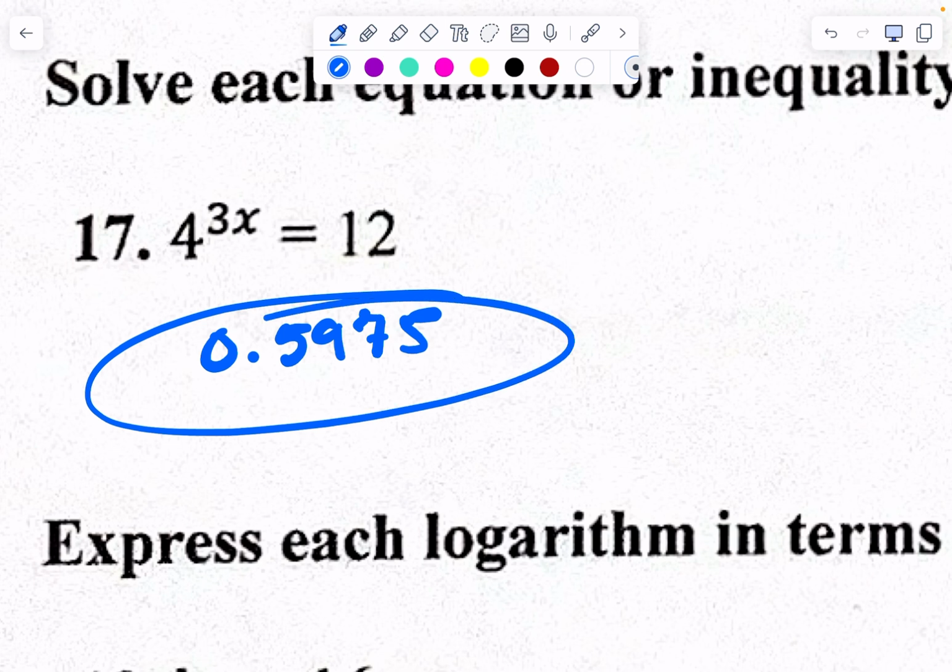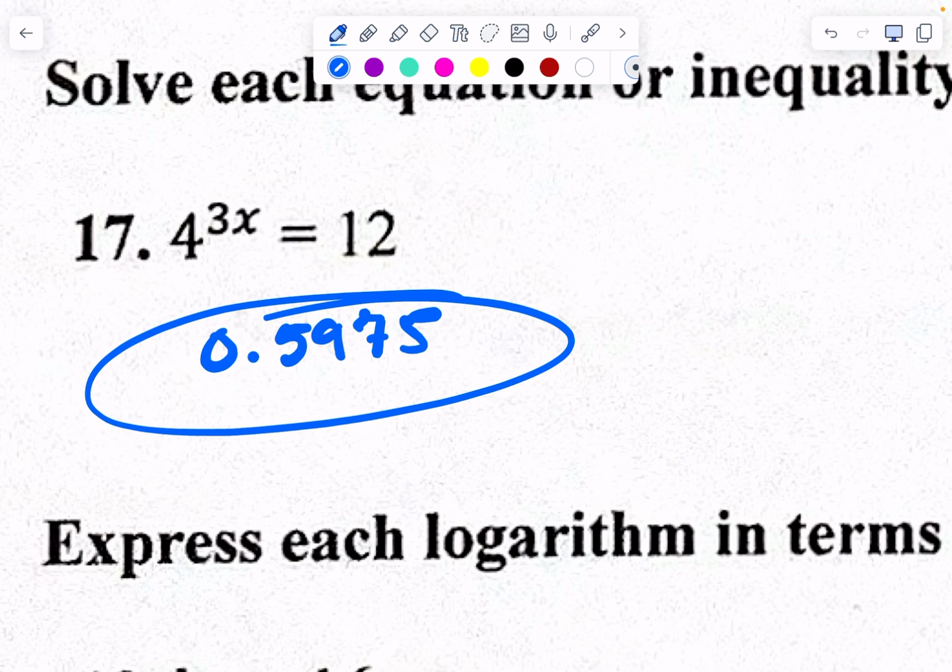What did you get? Something way off from that? It was 0.7. I know what you did. Log 12 divided by log 4. You didn't close the parenthesis. Maybe I did. You probably did.